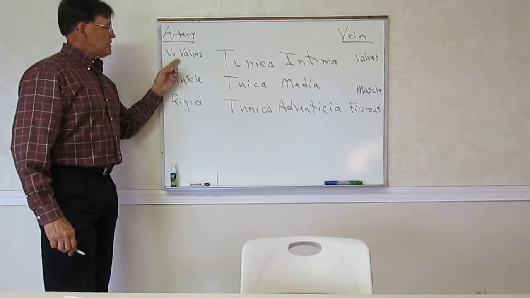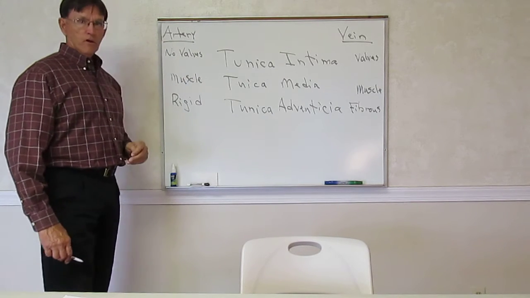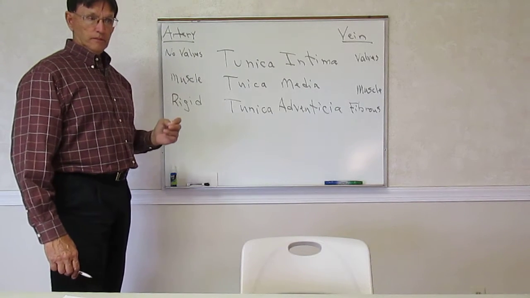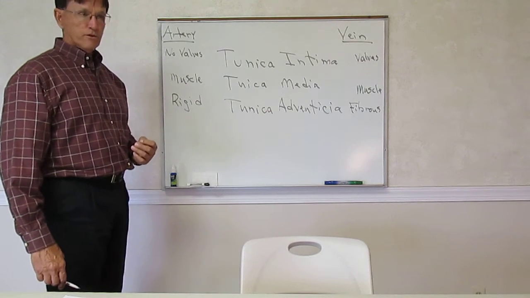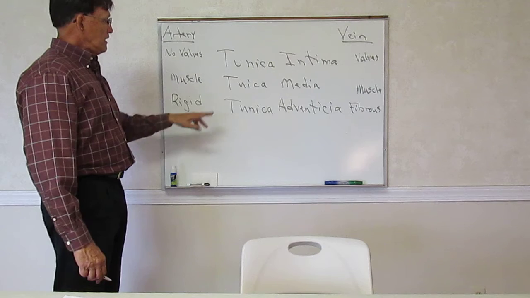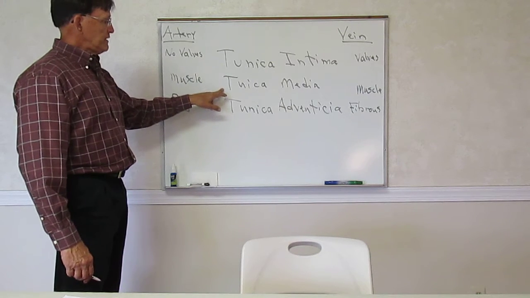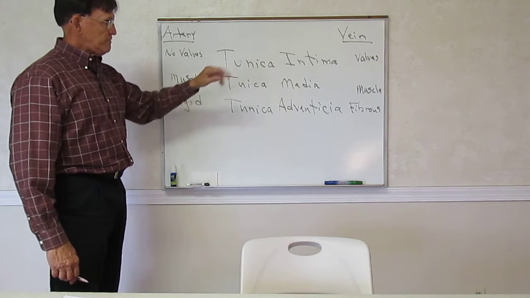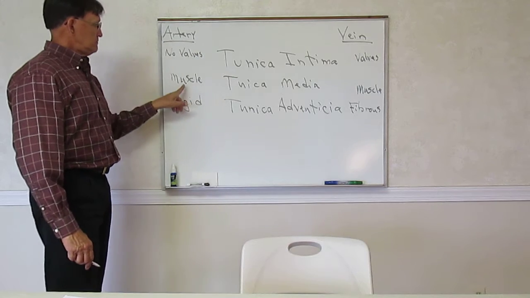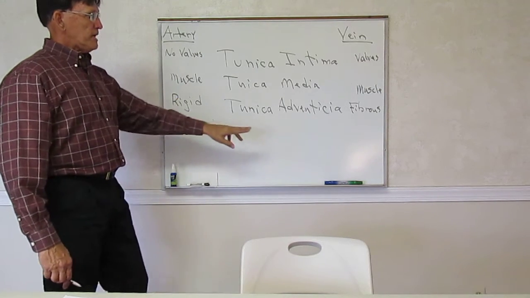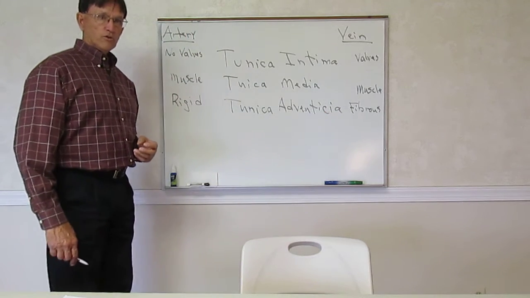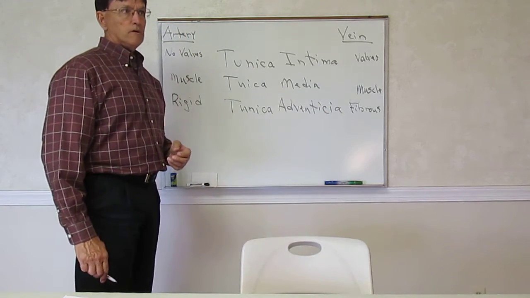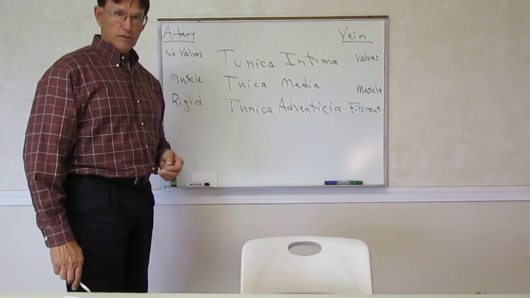In the arteries, because that is high pressure, you don't have to have valves. The pumping action of the heart keeps the blood moving in one direction. The tunica media, the middle layer of both the artery and the vein, is muscle. That muscle can be directed by the brain to contract or to relax to help maintain blood pressure.